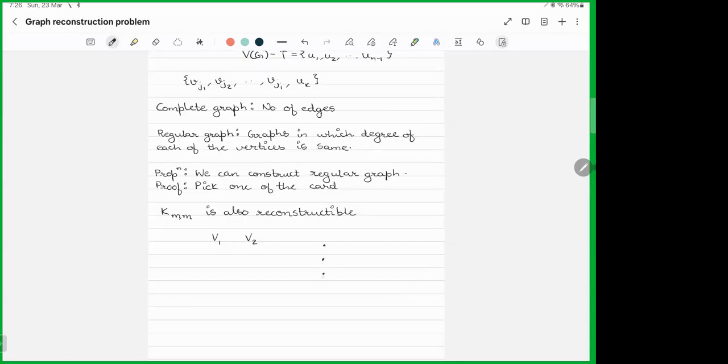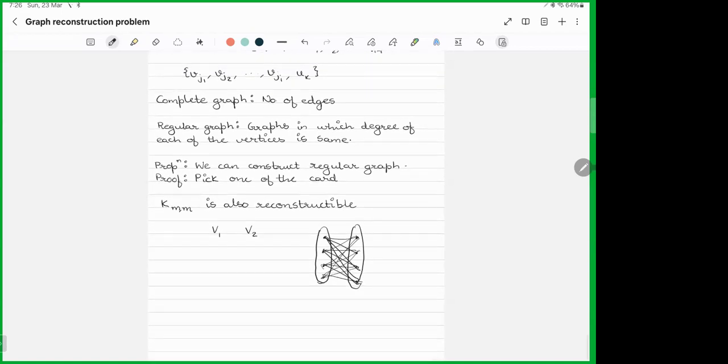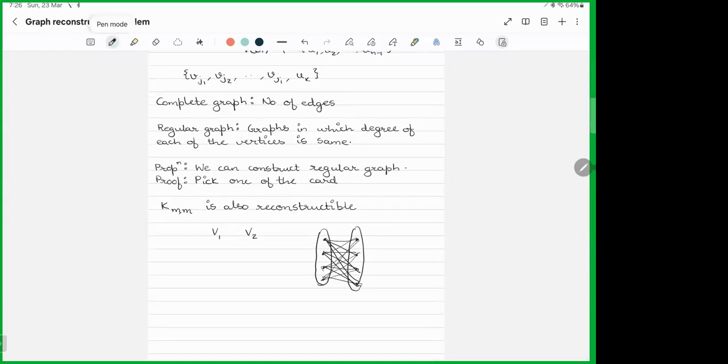So for example, if you look at this graph, this is a complete bipartite graph because each vertex on this side is connected to every vertex on this side. Okay, got it. So you can actually try to construct K(n,n) by looking at the card. It is reconstructible. So does anyone have any idea how we can do that?